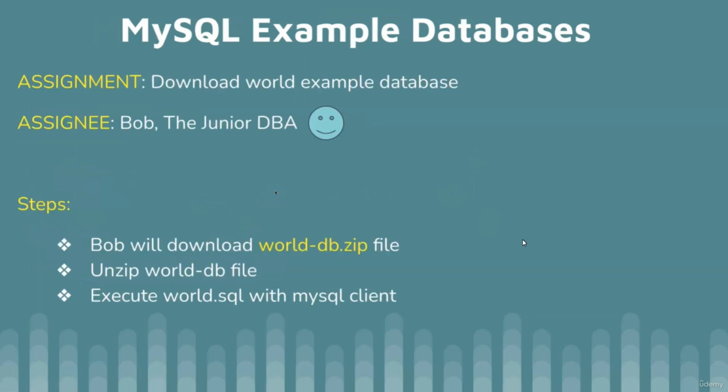So Bob is given this assignment that he needs to download the world example database. Bob is going to download first the world-db.zip file. He is going to unzip this zip file and then execute world.sql that is within this folder with the MySQL client. So at the end, Bob should see the world database, and he can also explore the data inside this database. So let's see how Bob does this.